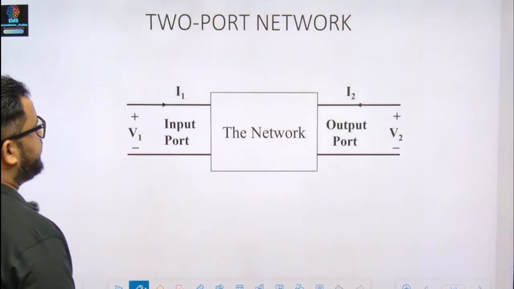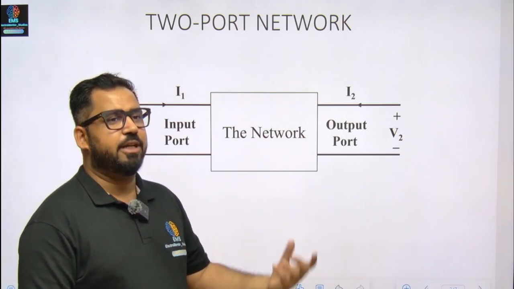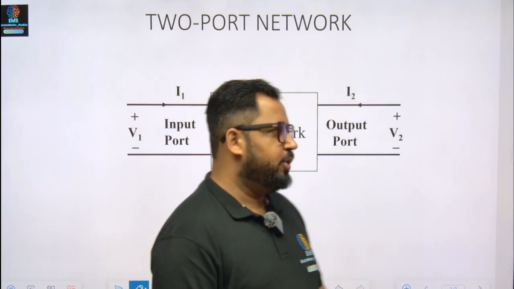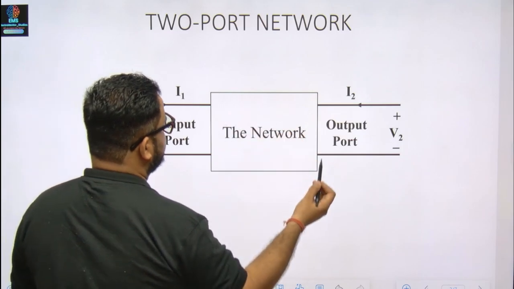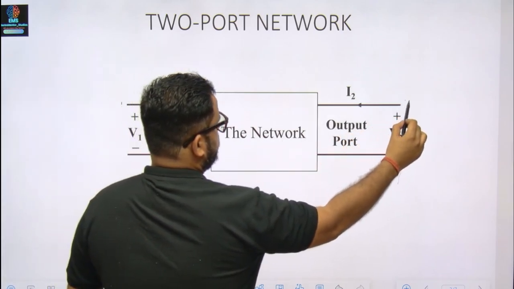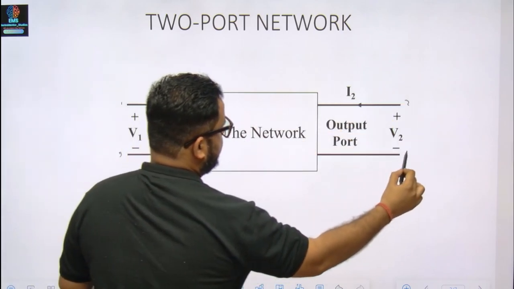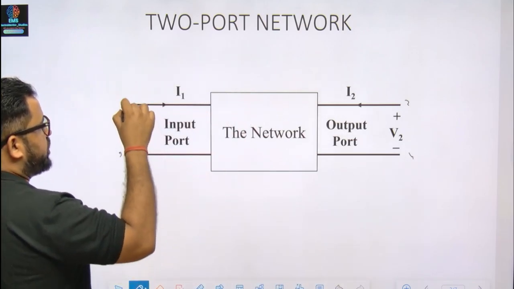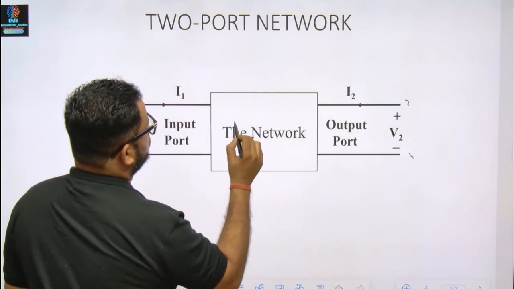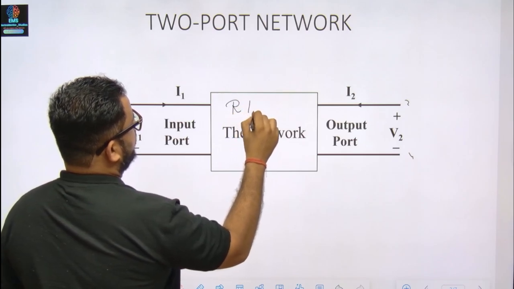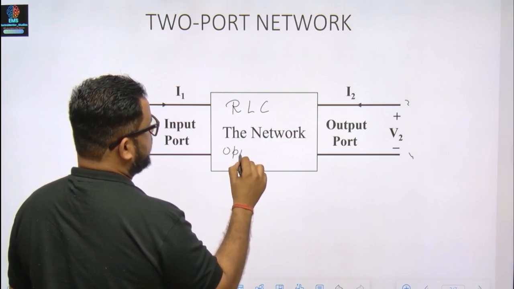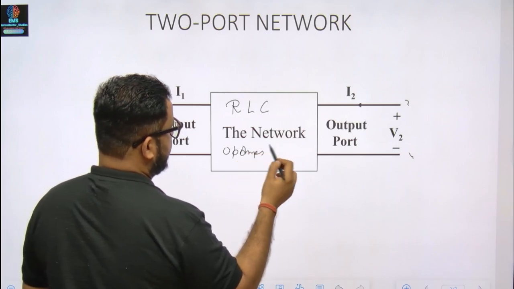So, what is a two-port network? A two-port network is a four-terminal network which is used to interconnect more circuits. This network can be termed as two-port network because there are four terminals. This is terminal 1, 2, 3 and 4. And we have two ports. One is the input port, the other one is the output port. And this network is an interconnection of RLC as passive components. It can also have active components like op amps and transistors.